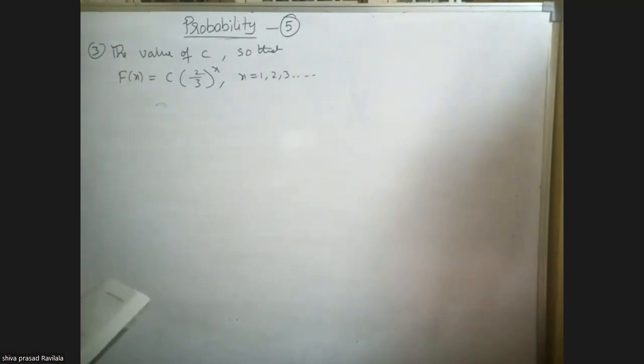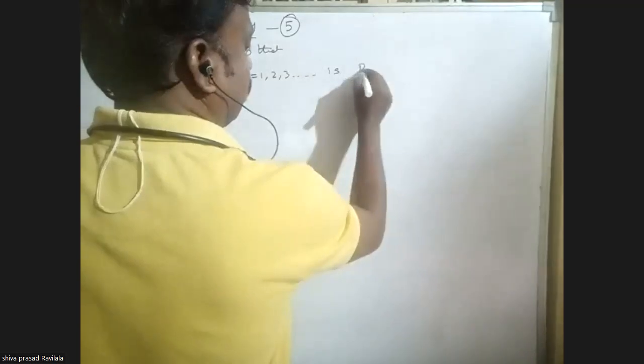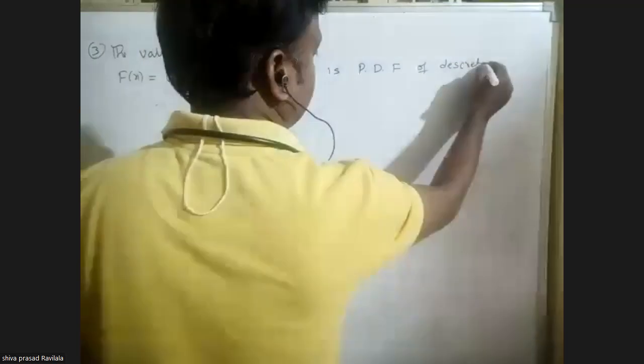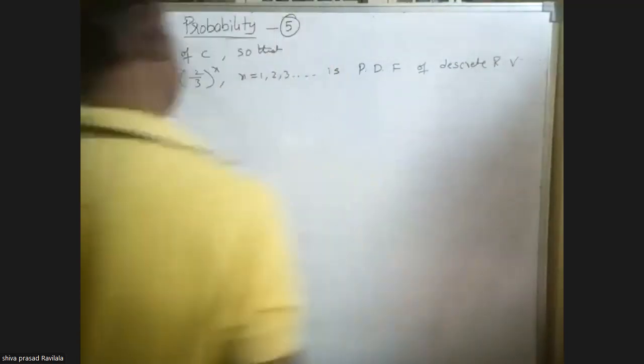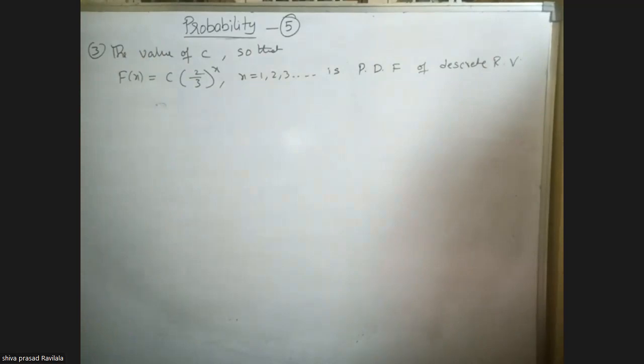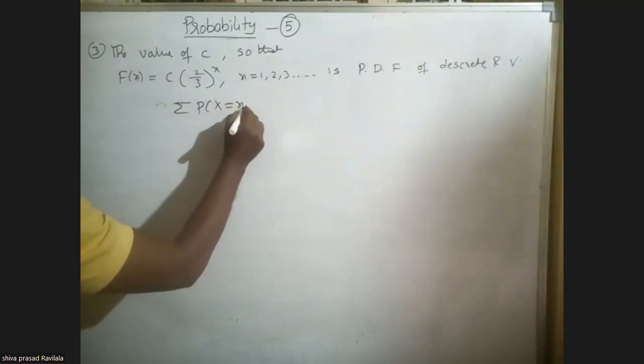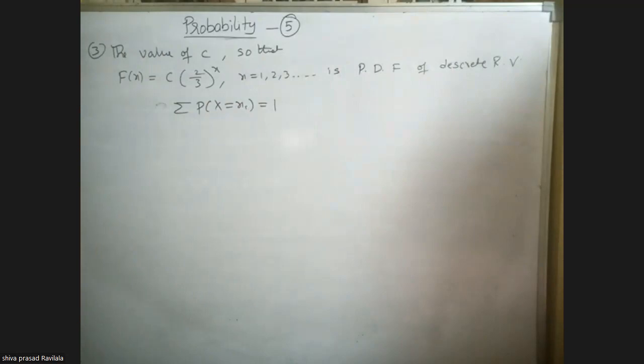They clearly mentioned that it is the probability distribution function of a discrete random variable. Directly, x is equal to 1 means we may get one series. But for a probability distribution function, we use the first condition: the sum of the probabilities over xi is equal to 1. With the help of this, we find the value of C.